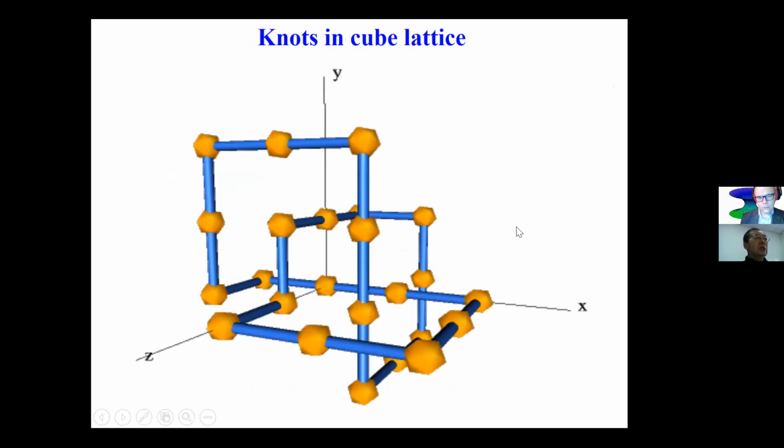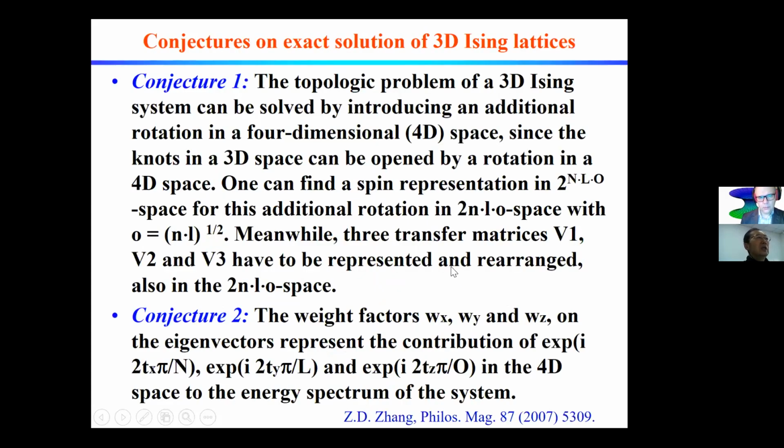So it means in the 3D Ising model, we have a topological problem. How to deal with it? I propose two conjectures. The first conjecture is that the topological problem of the 3D Ising model can be solved by introducing an additional rotation in a 4-dimensional space. Since according to topological theory, the knots in a 3D space can be opened by a rotation in 4D space. It comes from topological theory.